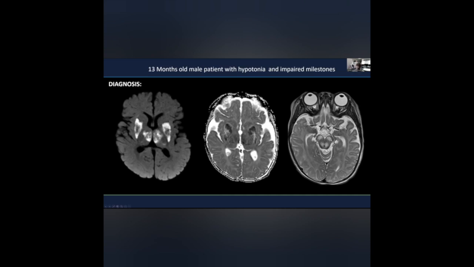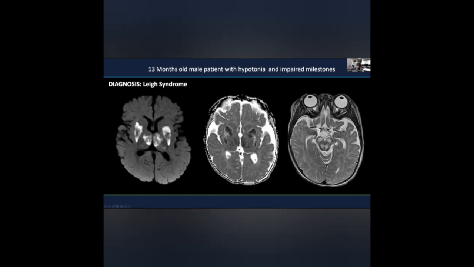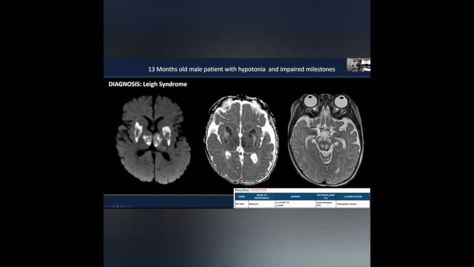Involvement of the brainstem tends to be very characteristic because lesions tend to affect particularly the substantia nigra and periaqueductal gray matter, sometimes expanding laterally to the medial lemniscus. So this is a classic imaging finding for Leigh syndrome. In this case, a pathogenic variant in the ND3 was confirmed.